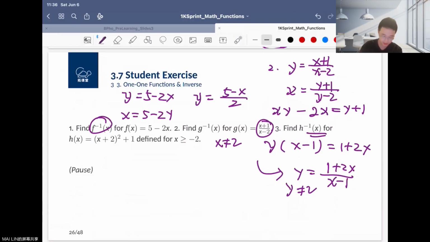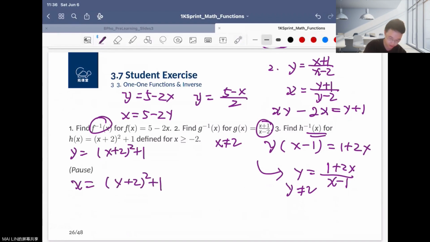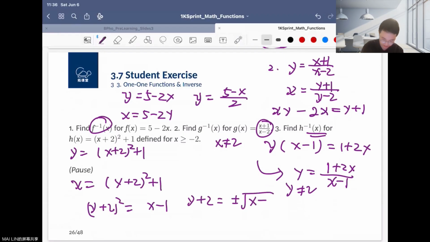And for the last function, to find the inverse function for h(x) equals (x plus 2) squared plus 1, right? So we can first write it as y equals (x plus 2) squared plus 1, and then swap x and y, right? So x swapped, and that is x equals (y plus 2) squared plus 1. So (y plus 2) squared equals x minus 1. And then you can take the square root on both sides, right? So it's y plus 2 equals positive or negative square root of x minus 1, okay? So y equals negative 2 plus or minus the square root of x minus 1, okay? That is it. So that is how we can calculate the exact values right here, okay?